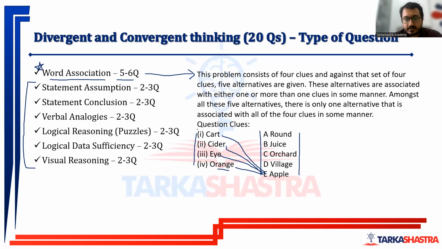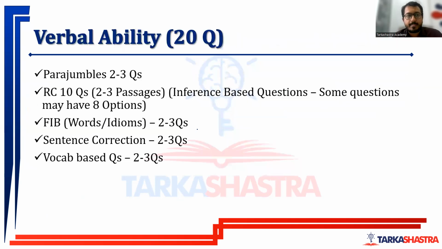These 5-6 questions. Try. It may be difficult to get all the questions correct here, but you can try. Okay, this particular type is a bit difficult. Moving forward to verbal ability. Verbal ability is also normal. Parajumbles, 2-3 questions. RCs, you have 10 questions, having 2-3 paragraphs. Then fill in the blanks, sentence correction, and vocab-based questions.